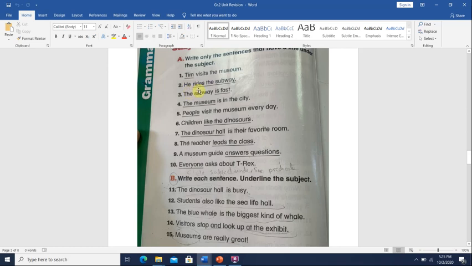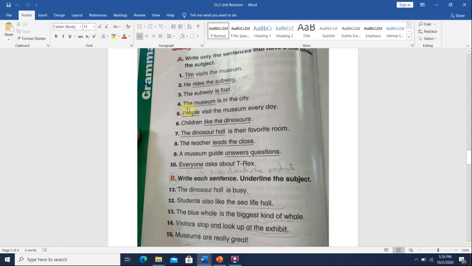Number 2, he rides the subway. It underlined rides the subway. So did number 2 underline the subject? No. It underlines the action part of the sentence, so that's the predicate. Number 3, the subway is fast. Did it underline the subject? No. The sentence is about the subway. If it underlined the subway, it would be right. So number 2 and number 3, we will not write them.